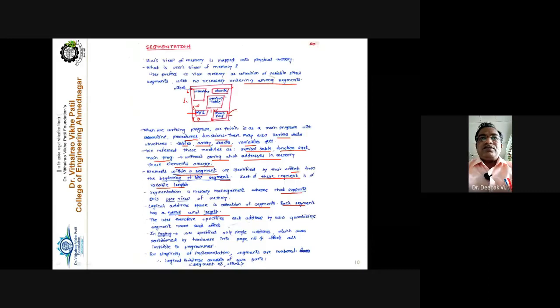The user therefore specifies each address by two quantities: the segment name and the offset. In paging, the user specifies only a single address, which is partitioned by the hardware into the page number and offset, all invisible to the programmer. Here we have the segment name and offset instead. So the logical address consists of two parts, the segment number and the offset, right?